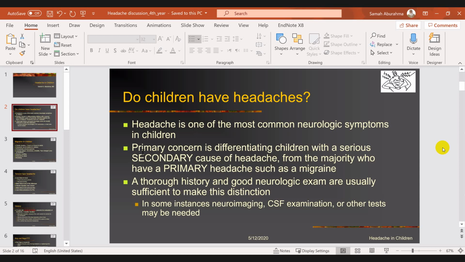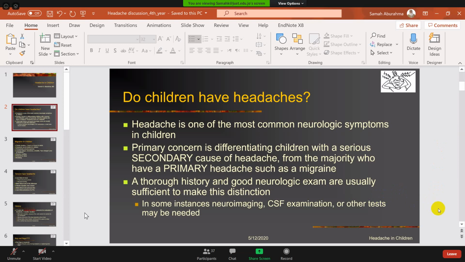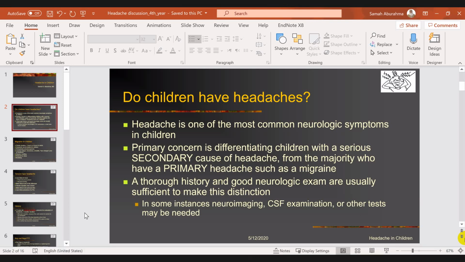And when we see a child with headache or migraine, and even in adults, one of the primary concerns is to be able to differentiate a child with a serious secondary cause of headache from the majority of children who have a primary headache, such as migraine. So in adults or in children, headaches can be primary. What we mean by primary is, for example, a migraine headache. This is called a primary headache. And headaches can also be secondary to an underlying condition. These secondary underlying conditions could be something benign, but could also be something very serious, such as an intracranial tumor, or, for example, an intracranial or CNS infection, etc.